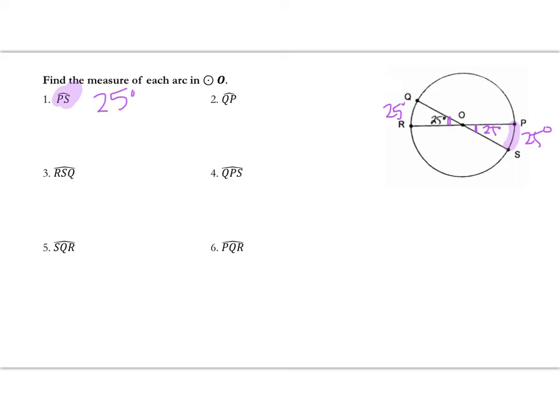And then QP, we want the short distance to go from Q to P, is that section. To get that section, I'm using the fact that I see that together the purple section and the teal section make a semicircle. So I can subtract the 25 from 180, and I get 155. So that's my answer for QP.